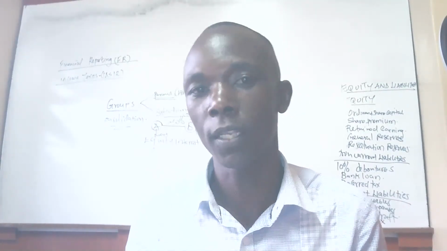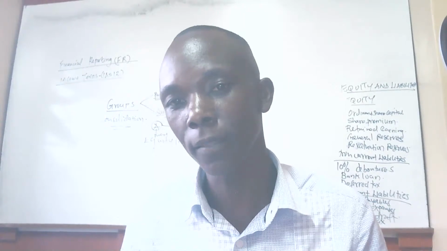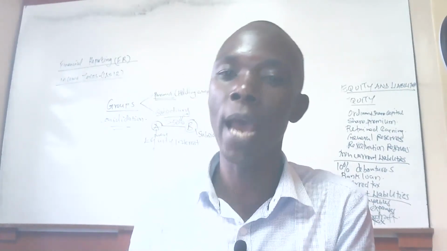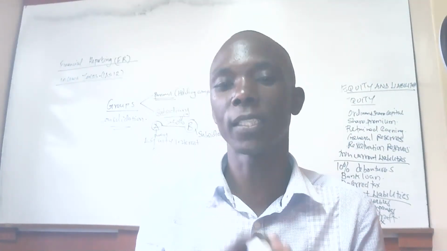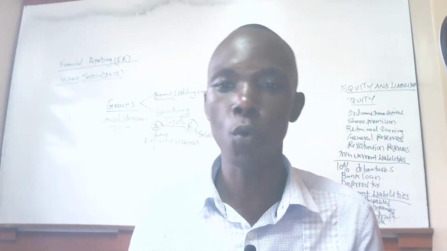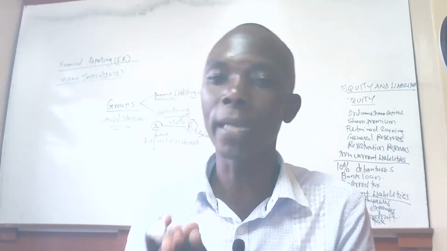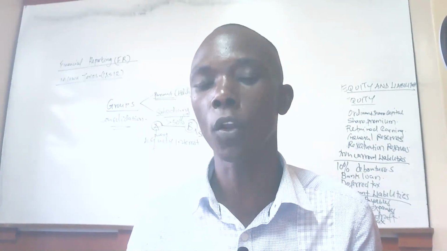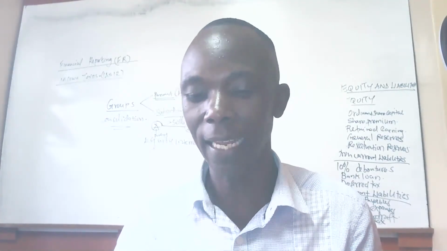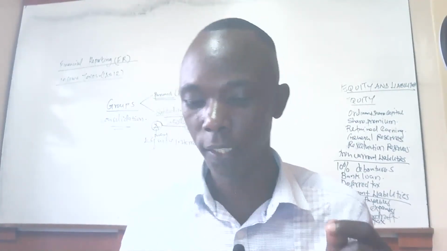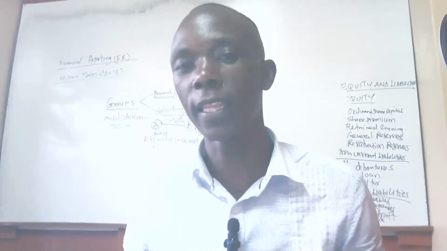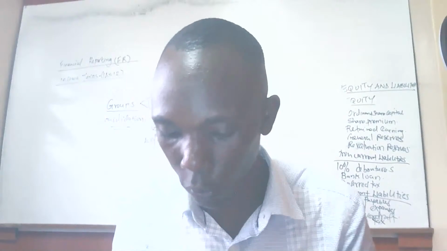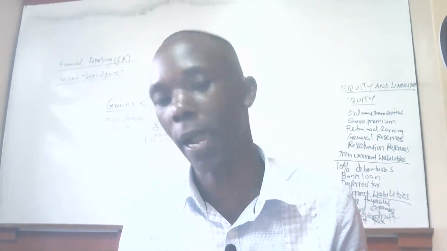So we have leases, whereby we have the lessor. The lessor is the owner of the asset. And then we have the lessee. The lessee is the person who is acquiring this asset. But in this case, at your level, we are going to exclude what we call the sell and lease back.